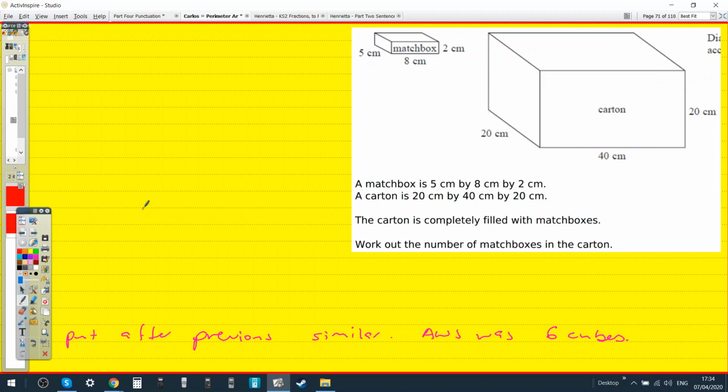So you can fit 5 of the matchboxes at the front, at the bottom. So you can fit 5, yeah. And then on the sides you can fit 10. Yeah. And then you can fit 8, 16.